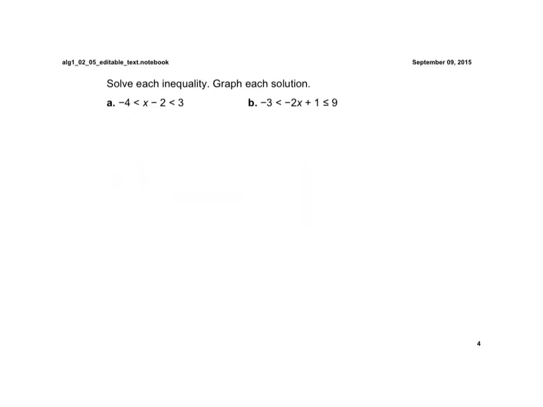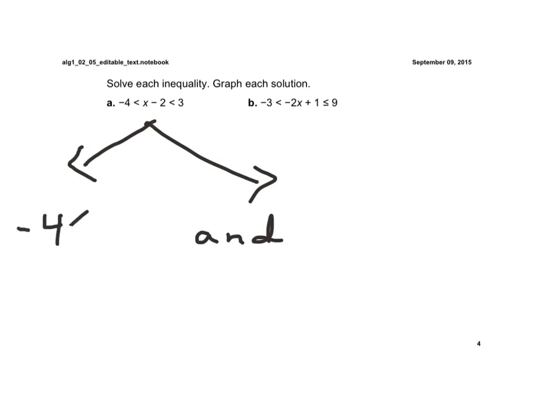Now we want to solve. Well, these are both "and" inequalities. They don't have to contain the word "and," but they can. Now when they're written like this and there's just one variable on the inside, I'm going to do these two different ways. The first one, I'm going to break it up into its two inequalities with the word "and" between them. So I'd have negative 4 is less than x minus 2 and x minus 2 is less than 3.